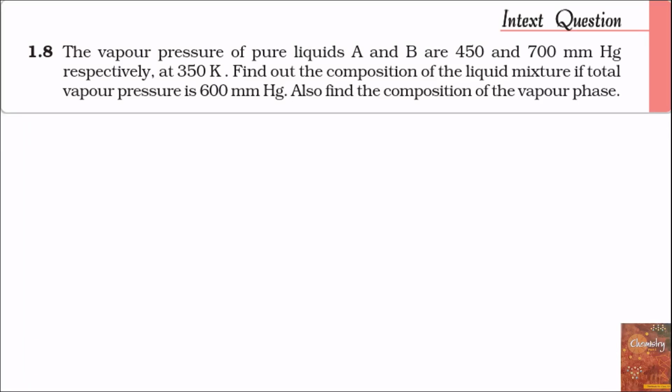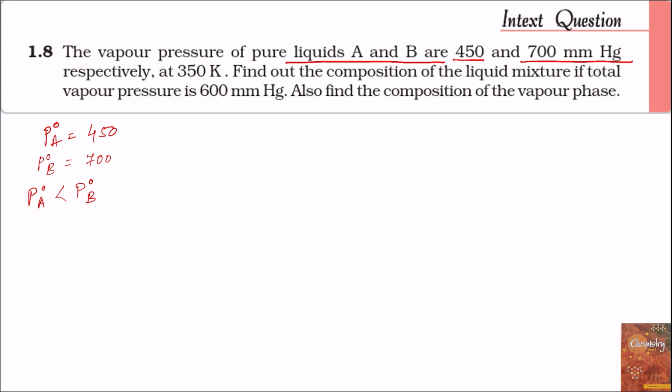The vapor pressure of pure liquids A and B are 450 and 700 millimeter of mercury respectively. Means vapor pressure of pure A is 450 millimeter of mercury and vapor pressure of pure B is equal to 700 millimeter of mercury. Now as can be seen from the values, vapor pressure of pure A is less than vapor pressure of pure B at 350 Kelvin.